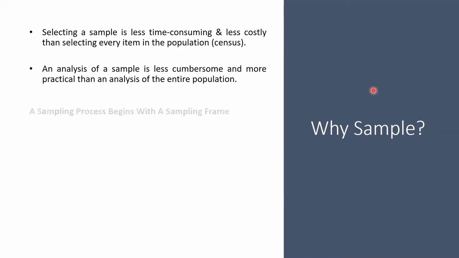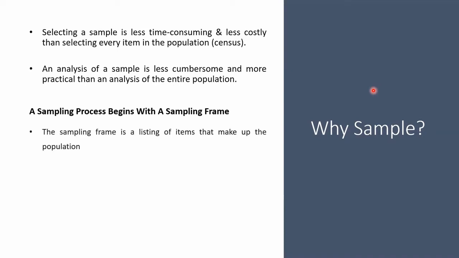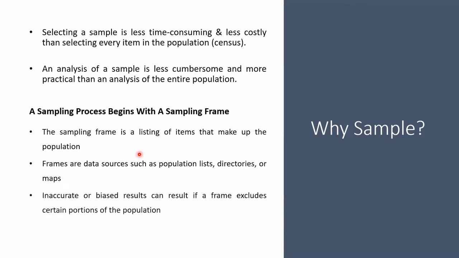So a sampling process begins with this concept known as sampling frame. Basically, sampling frame is the listing of all the items that make up the population, right? That's what you have to know. So that is the sampling frame. It can be population lists, directories, maps, likewise. Now this is important: if the frame excludes certain portions of the population, your results will be inaccurate or biased. When you're considering samples, you have to ensure that all the proportions of your particular population are taken into consideration, right? Then using different frames to generate data can lead to dissimilar conclusions, right?